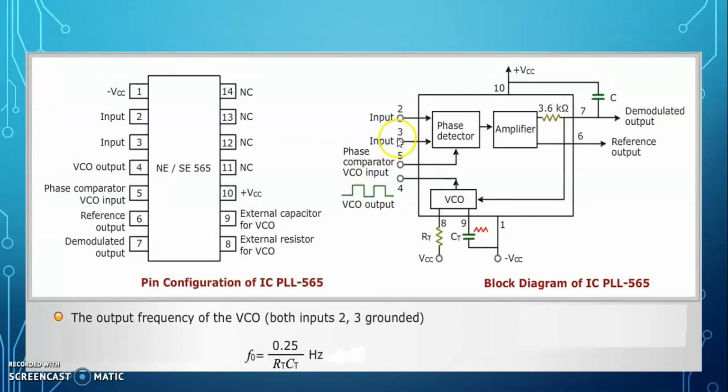When no input signal is applied, that is, pin number 2 is short circuited to pin number 3, under such a condition the voltage control oscillator frequency is called the free running frequency. That is the center frequency. The free running frequency equals 0.25 divided by RT·CT hertz.